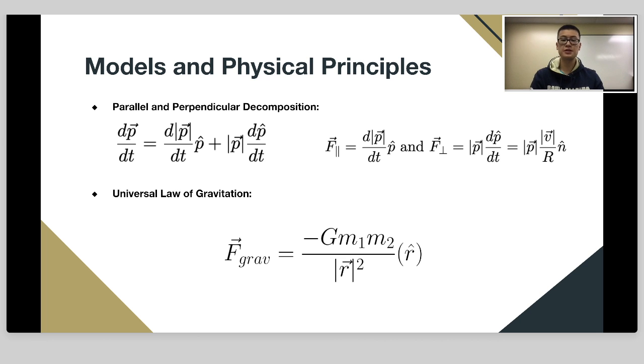The parallel component, the p hat, is parallel to the direction of motion and describes speeding up or slowing down, while the perpendicular component describes curving motion: the magnitude of momentum times velocity, or mv squared, divided by the radius of the kissing or turning circle. This would be multiplied by n hat, which points towards that circle's center.